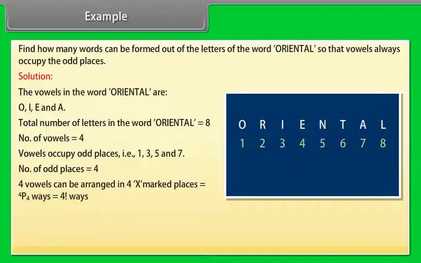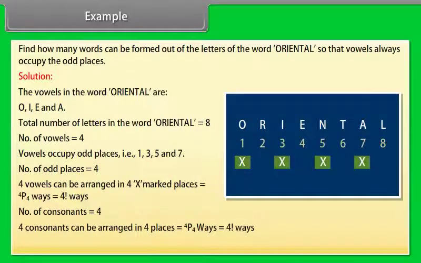4 vowels can be arranged in 4 marked places in 4P4 ways, which is 4 factorial ways. Number of consonants is equal to 4. 4 consonants can be arranged in 4 places in 4P4 ways, which is 4 factorial ways. Required number of words is equal to 4 factorial into 4 factorial is equal to 24 into 24 is equal to 576.